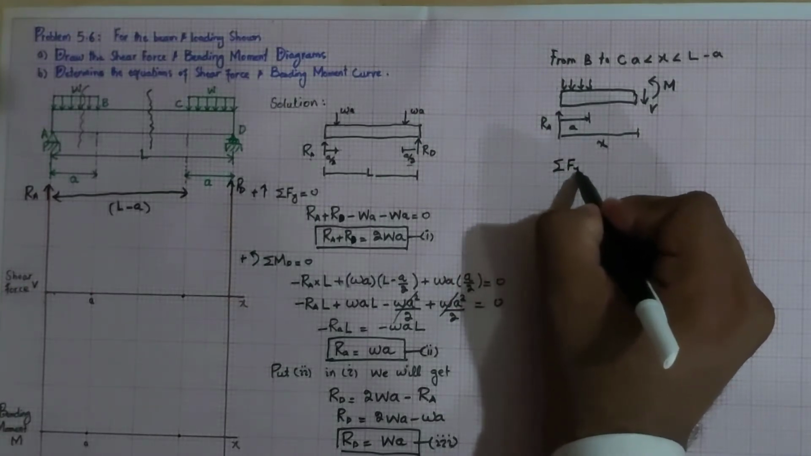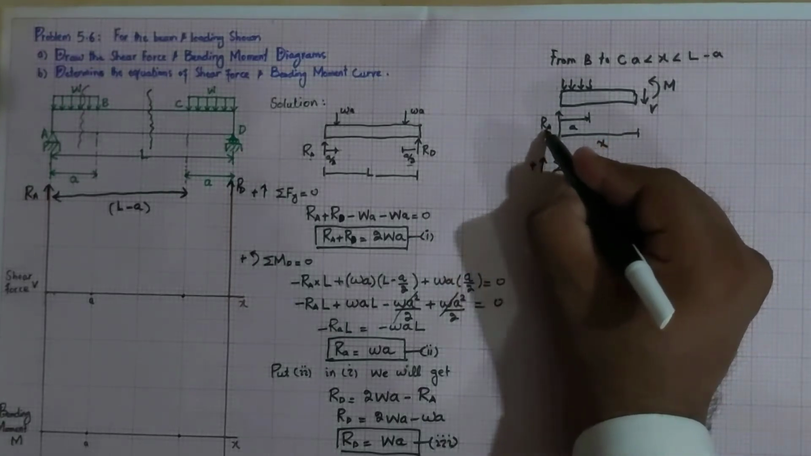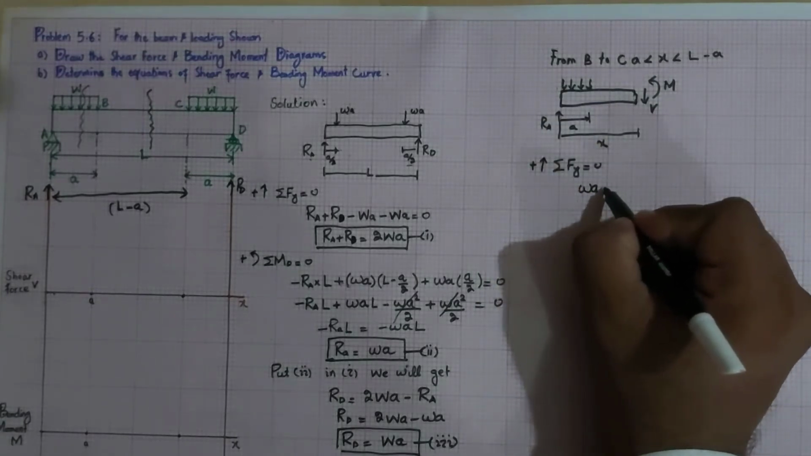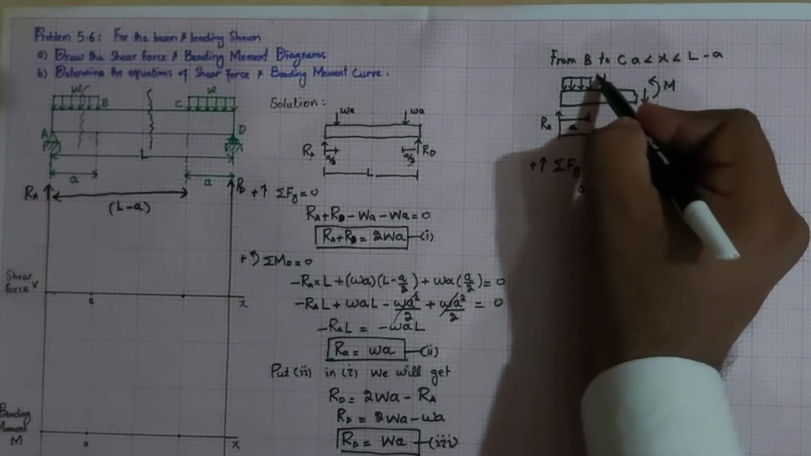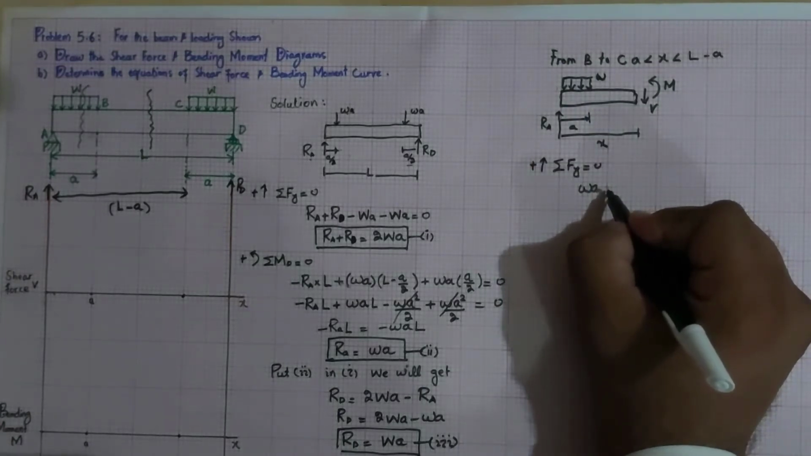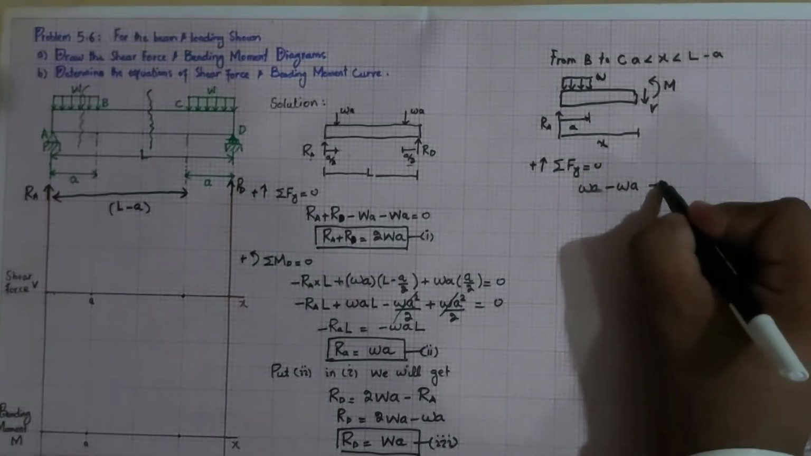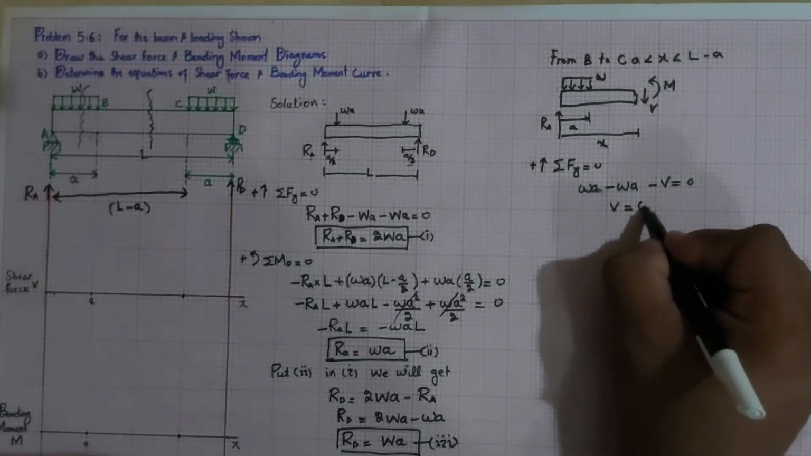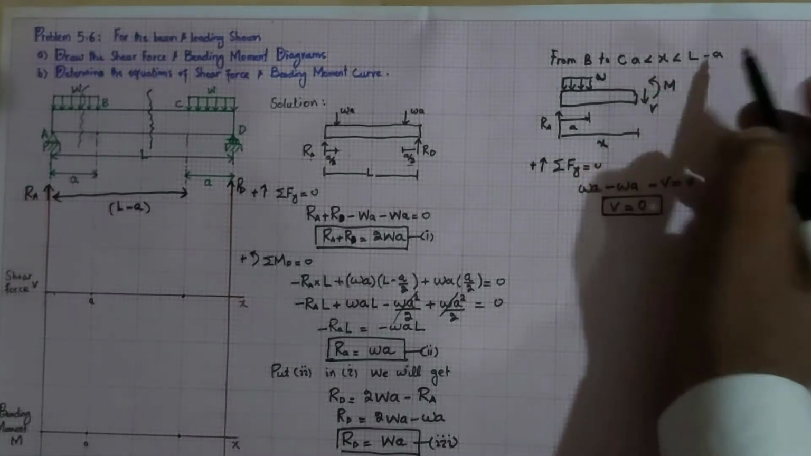So we will find the shear force equation. Sum of all forces along y direction must be equal to 0, and upward force is taken as positive. So you can see RA, that is acting upward. So RA is equal to WA. Now this distributed load will be converted into a concentrated load when you multiply W with A. So that will be minus WA. And again minus this shear force, their sum will be equal to 0. It means that shear force is equal to 0, and this will be valid when X is greater than A and less than L minus A.